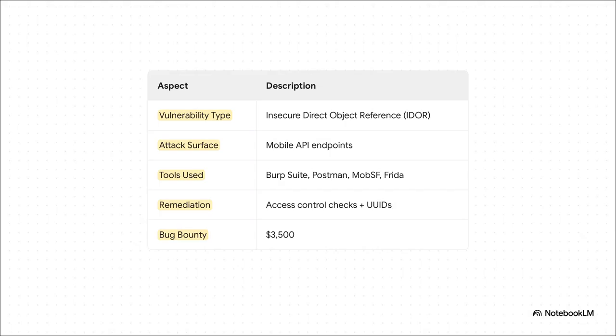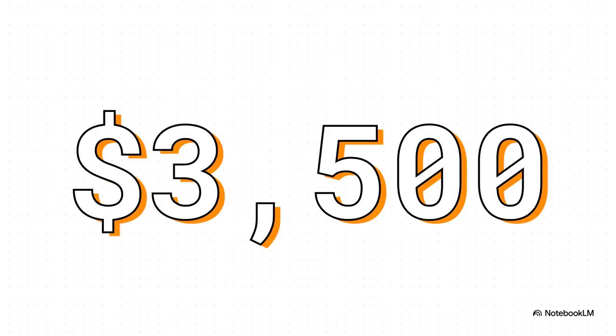This whole case is a perfect snapshot. You can see it all right here. The vulnerability type, where it was found in the mobile API, the tools they used to find it, and most importantly, how they fixed it. The company jumped on it, and that quick fix probably saved them from a massive data breach. And for finding this one flaw, the company paid the researcher a $3,500 bounty. Now that's not just a thank you, that's a pretty clear signal of just how bad this could have been if the wrong person had found it first.